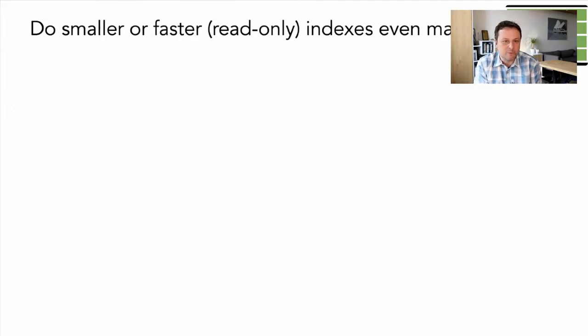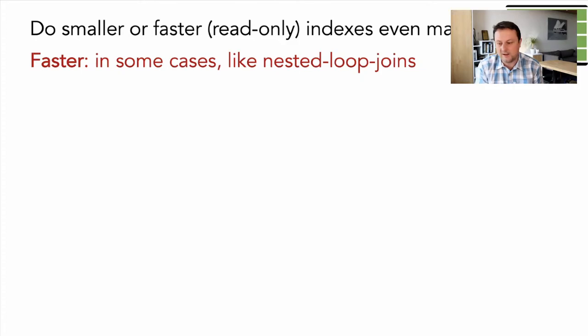So the next one: do smaller or faster indexes even matter? Obviously the answer is it depends. There are some cases for smaller learned index structures where the performance might matter, for example, a nested loop join. There's a postdoc of mine, Ibrahim, currently working on that. He shows that for a nested loop join, the few nanosecond savings you might get help you a little bit in, for example, join performance. But in many cases, saving a few nanoseconds, 50 nanoseconds here, in the grand scheme of an analytical query processor doesn't matter at all, right?